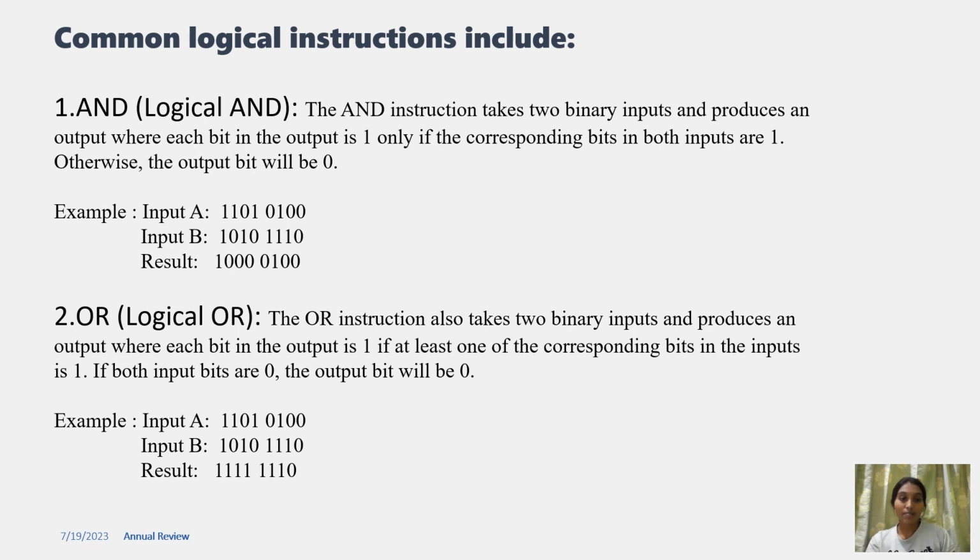Let's consider an example. Input A is 11010100 and input B is 10101110. Then the result will be 11111110. If both the inputs are 1 and 1, then the result will be 1. If the inputs are 1 and 0, then the result will be 1. And if the inputs are different, like 1, 0 or 0, 1, then the result will also be 1. If both the inputs are 0, then the result will be 0.